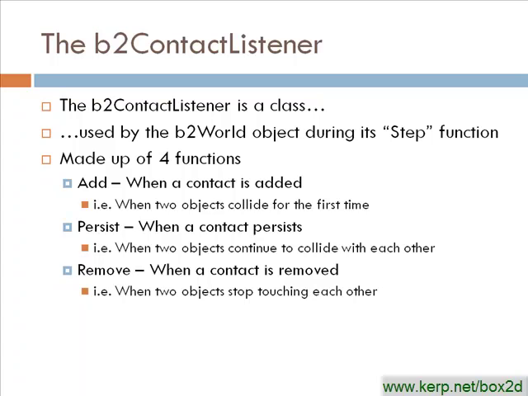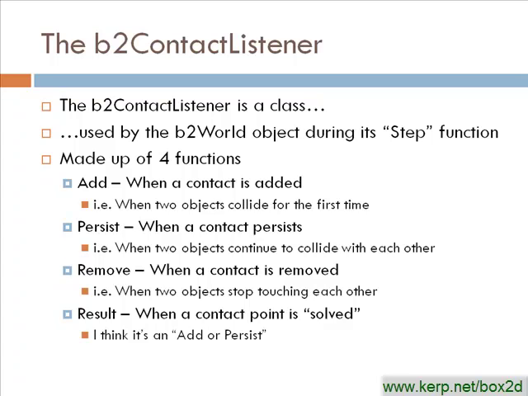The remove function is called when a contact is removed. In other words, when two objects stop touching each other. If you have those 2 billiard balls collide and then they immediately separate, during that separation, the remove function will be called. And finally, you have the result object, which, according to the documentation, is called when a contact point is solved. I don't really know what this means, and to be honest, I haven't seen this function used a whole lot in practice. But I think it basically covers situations when a contact is added or persisted. However, I could be wrong on this, so don't hold me to it.